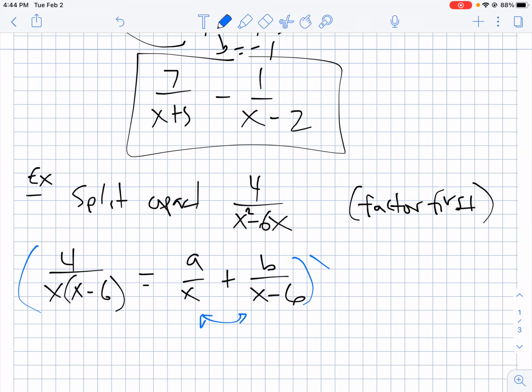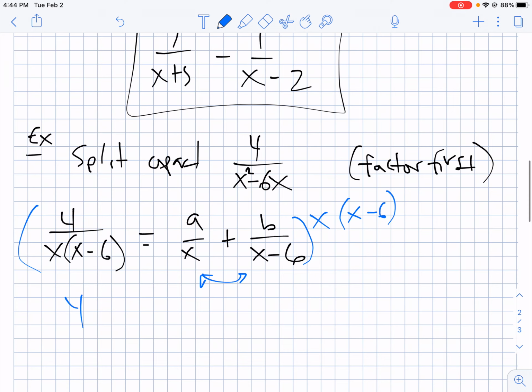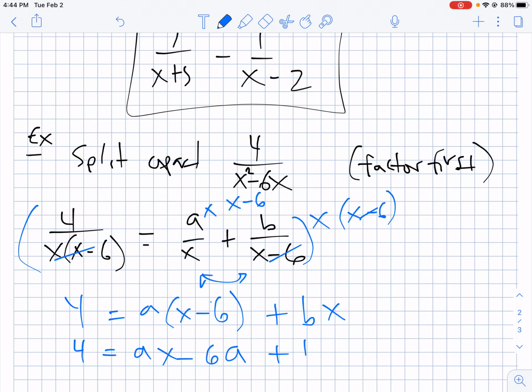It'll work out the same in the end. So now let's go ahead and multiply everybody by x times x minus 6. So on the left side we get 4, everything cancels, equals a. Here, the x's cancel, so we get a times x minus 6. And then here the x minus 6's cancel, so we get b times x. So when I write this out, I get 4 equals ax minus 6a plus bx.